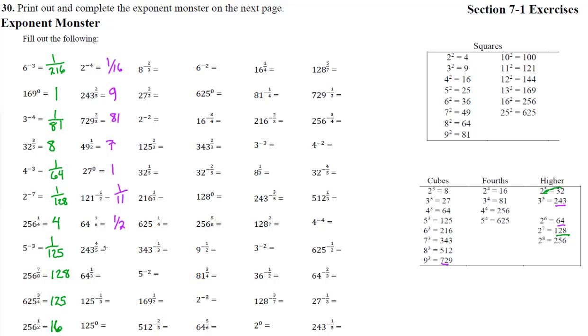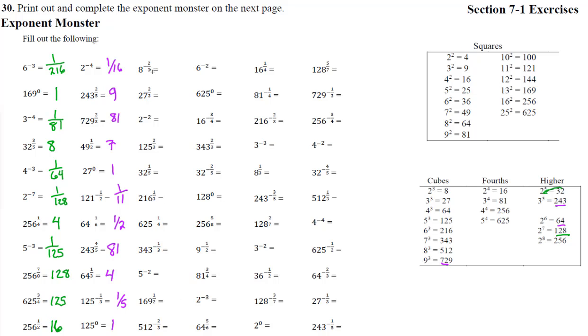243 to the 4/5 power, that's the 5th root of 243, which is 3. To the 4th power, 3 to the 4th power is 81. 64 to the 1/3 power. 64 cube rooted is 4. 125 to the negative 1/3 power. So we're going to cube root it and then put it on the bottom. So 125 cube rooted is 5, and then on the bottom. So that's a 1/5. 125 to the 0 power. Anything to the 0 power is 1.